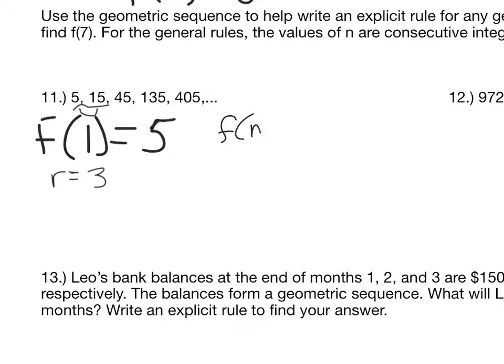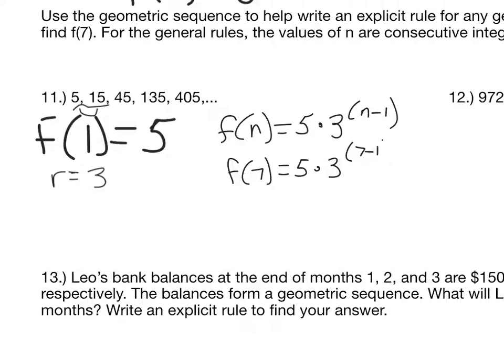So that's going to be f of n equals your first term, which is 5, times your common ratio, 3, raised to the n minus 1 power. So now we're going to use this to find the 7th term. So if we plug in f of 7, that would be 5 times 3 raised to the 7 minus 1 power. Well, 7 minus 1 is 6, so this would be f of 7 equals 5 times 3 to the 6th power. And if you put this in your calculator, you should get 3,645. That would be your 7th term of this geometric sequence.